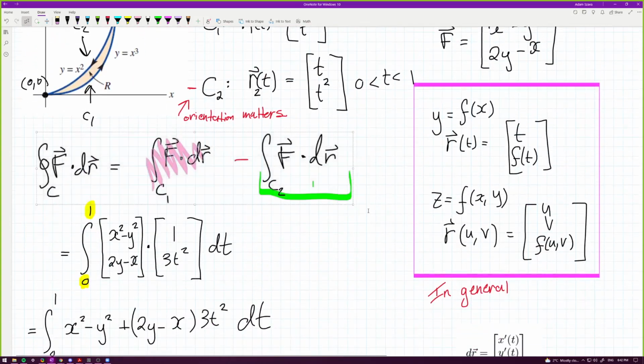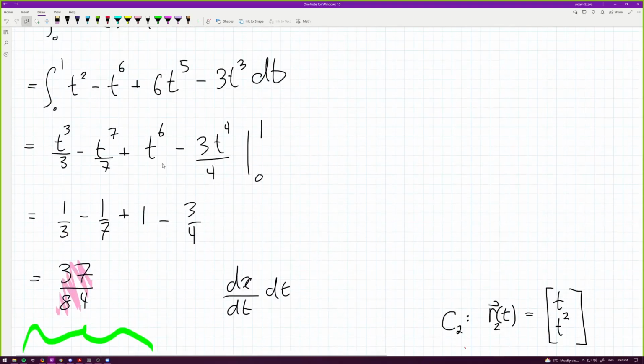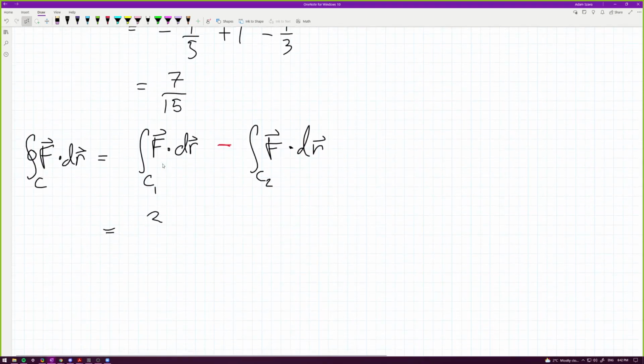This is what we were trying to do. I guess I'll leave it in red. So the result for the first part here was 37 over 84. 37 over 84, yeah, minus 7 over 15. 37 over 84, I hope, minus 7 over 15 is negative 11 over 420.